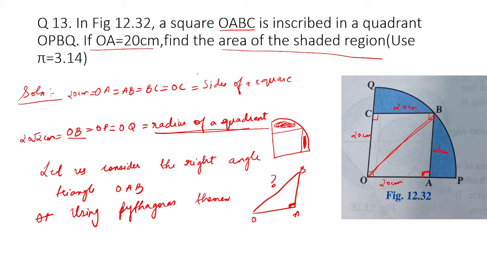Now we have everything that we need. We know theta is going to be equal to 90 degree. If you don't believe me, see, this angle O is also 90 degree, so that becomes theta. So we just have to find the area of the region. Like I stated, in order to find the area of the region, we just have to find the area of the quadrant first and then subtract the area of the square.